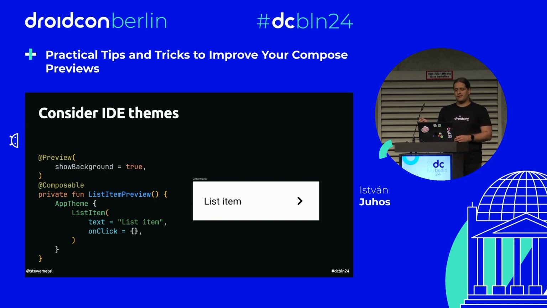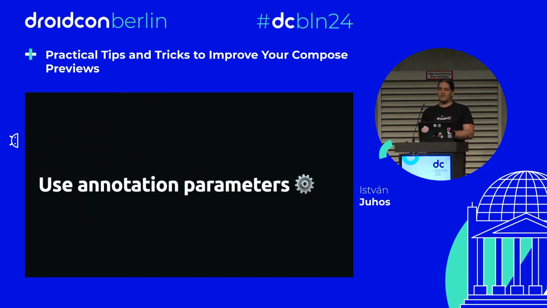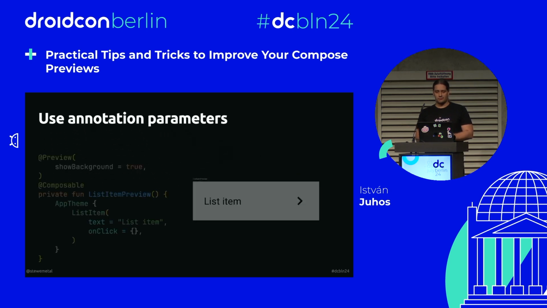It's worth noting that whatever we do with the preview parameters in the preview annotation has an effect on the preview tooling, but if you actually run the preview composable on a device or an emulator, which you can do, then these settings set on the preview annotation don't take effect. So we can just go wild. Okay, that's one of the annotation parameters we have on preview, but let's see what else we can do here.